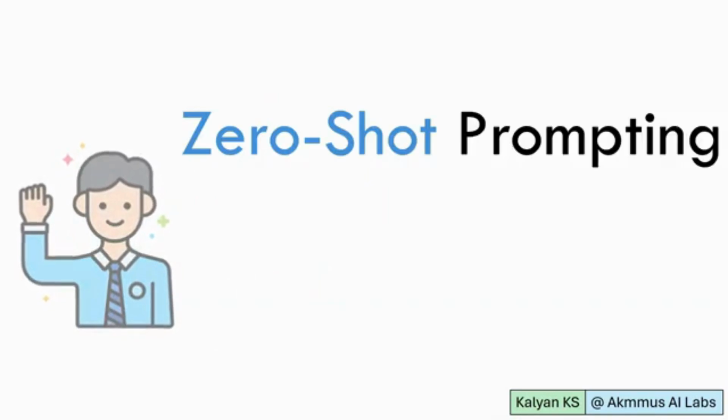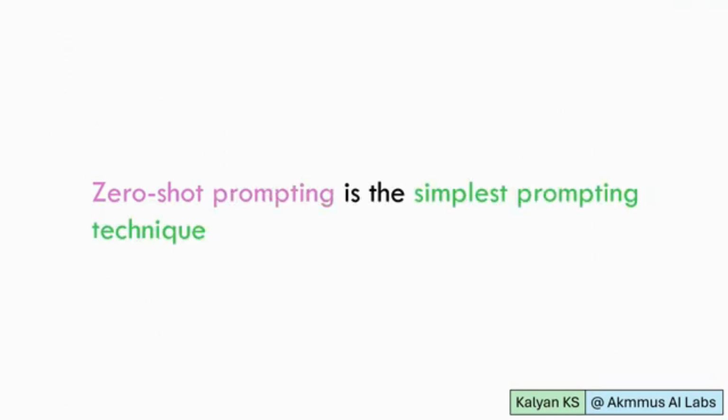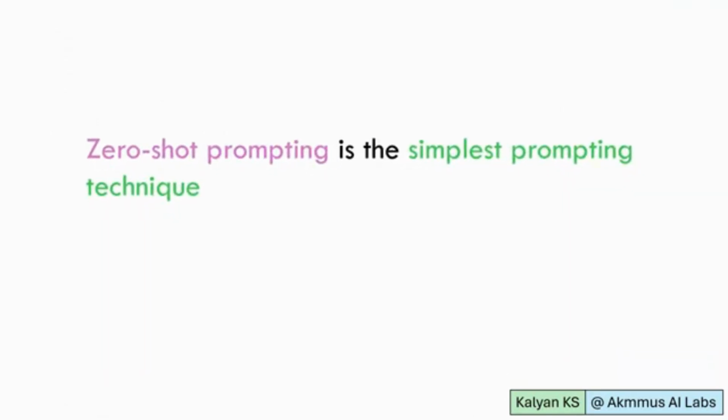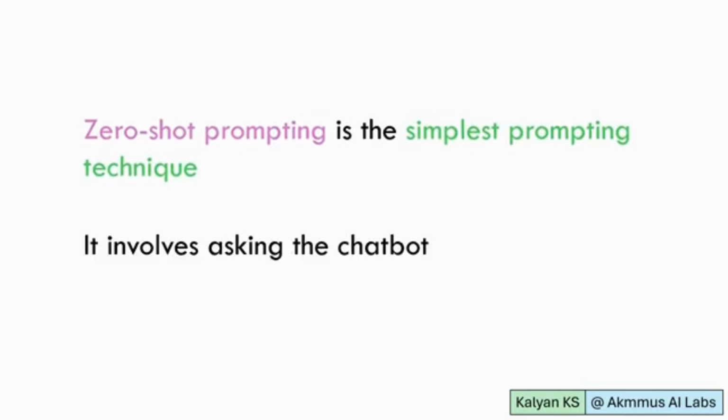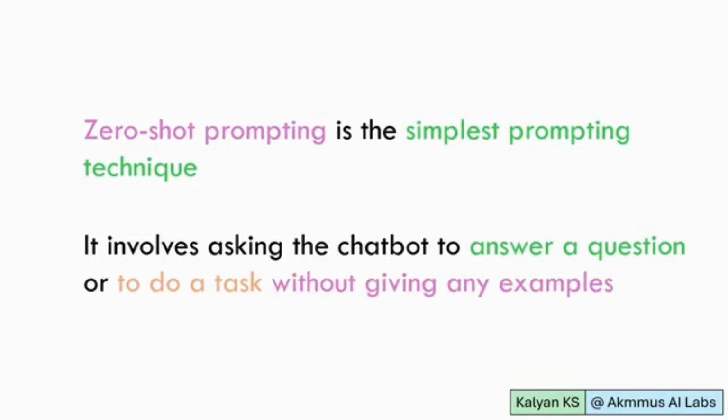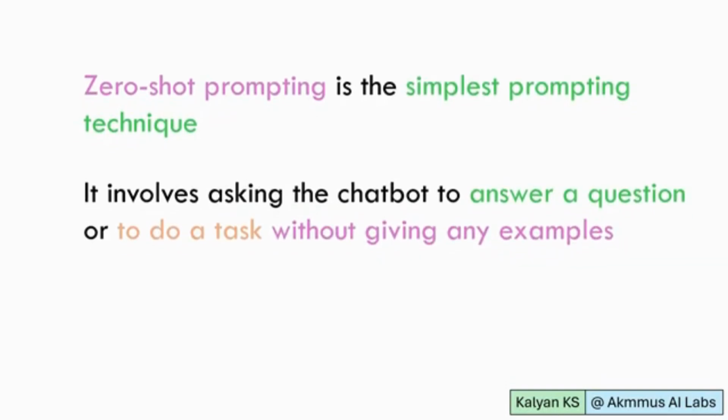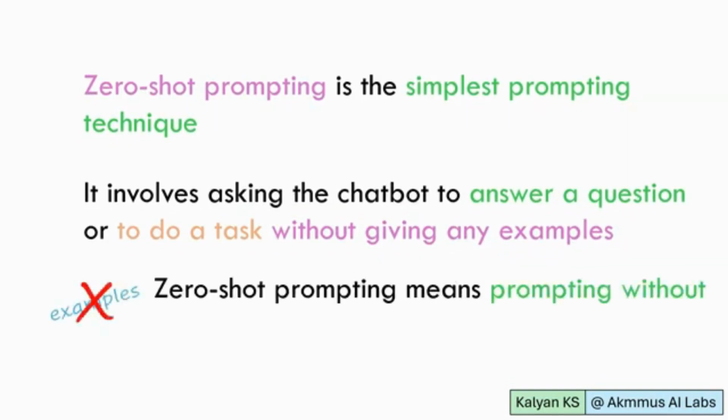In this video, I am going to explain the zero-shot prompting technique. It involves asking the chatbot to answer a question or to do a task without giving any examples. In simple words, zero-shot prompting means prompting without examples.